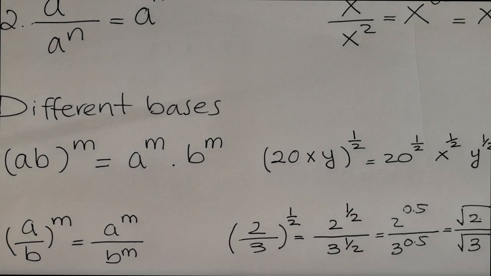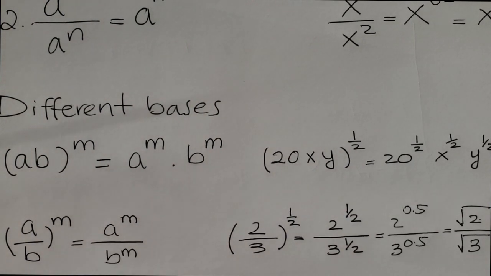Okay, now let's talk about the other one, which is a division, and the whole thing is raised to the power m. So again, the exponent m will distribute, and a over b, the whole thing to the power m, would be equal to a to the power m over b to the power m. So once more, the power will be distributed.